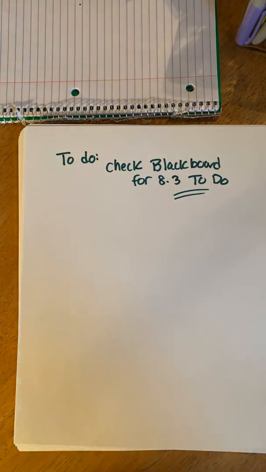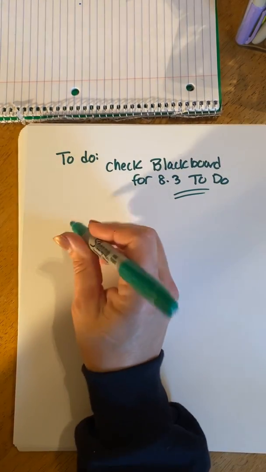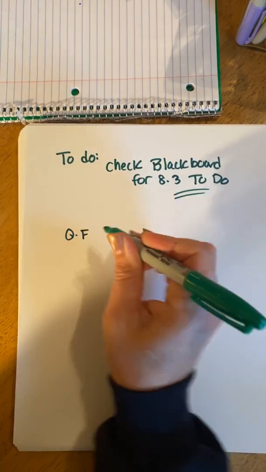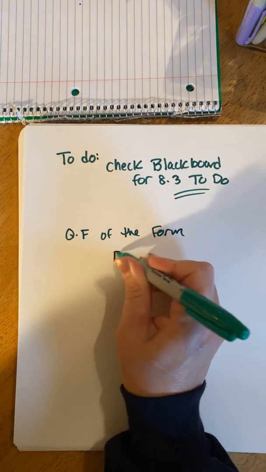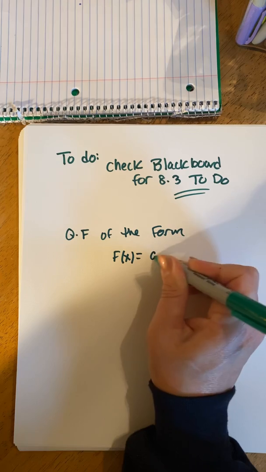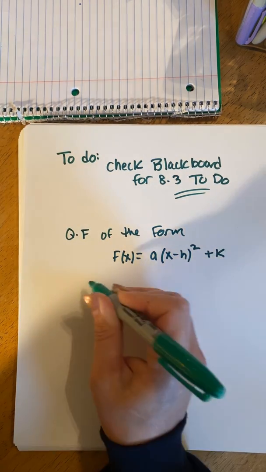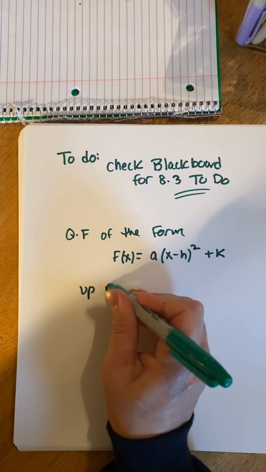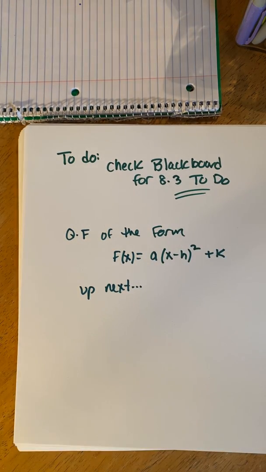All right, there is one more part to this. It's additional information that's not in your textbook, but it is in ALEC. So quadratic functions of the form f of x equals a times (x minus h) squared plus k, up next. So it's sort of supplementary to 8.3. It's only in ALEC, and we will cover that in our next lecture.